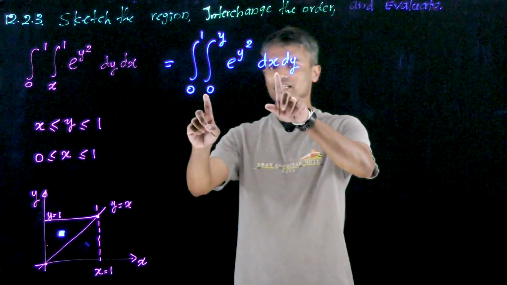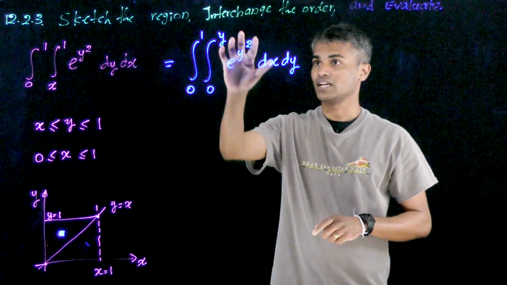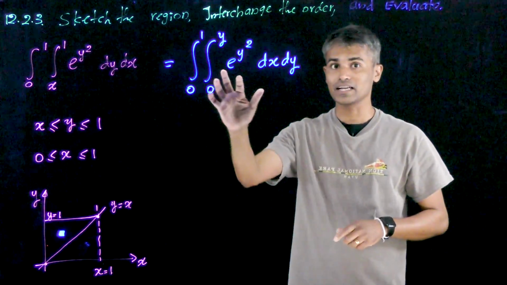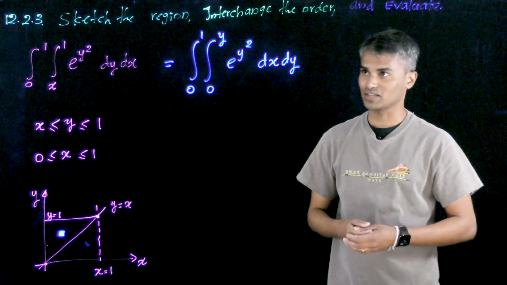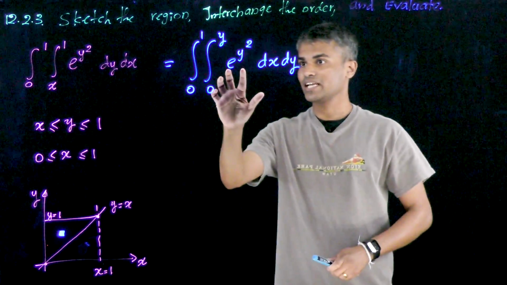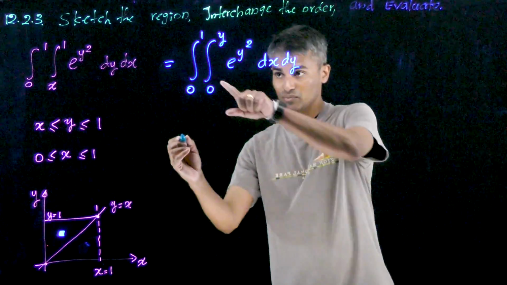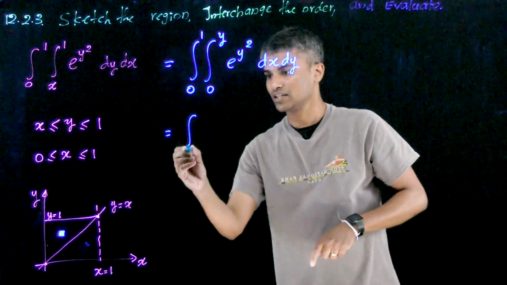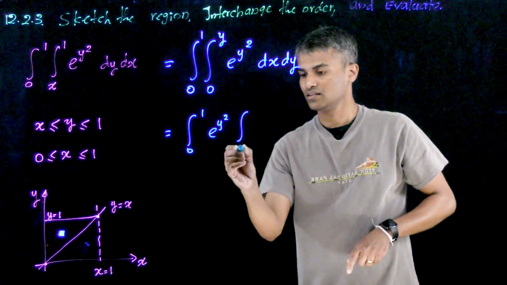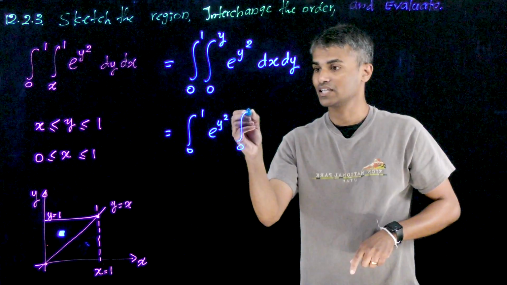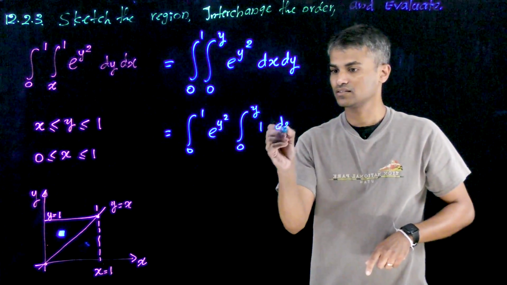So, our inner integral corresponds to the x variable. So, it means now we can treat this integrand as a constant, because this function involves only the y variable. So, we can pull out this e to the y squared from this inner integral, then you will get e to the y squared times the integral from 0 to y of 1 dx, then dy.